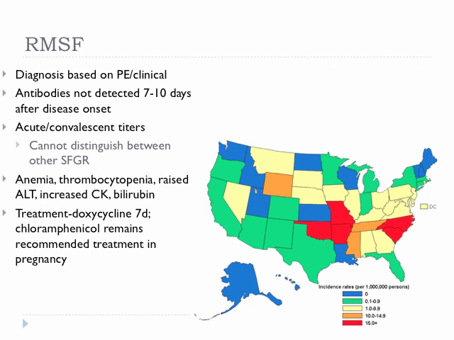So diagnosis, again, acute and convalescent titers, but these cannot distinguish from other spotted fever group rickettsia, and they're not detected until 10 days after disease onset. You have anemia, thrombocytopenia, raised ALT, CK, bilirubin. Affects these mostly red states: Missouri, Arkansas, Oklahoma, North and South Carolina. Treatment is with doxycycline. They say it's still the recommended treatment in pregnancy. You could use doxycycline, but you could also use chloramphenicol, but that's not available in the United States, I don't think.